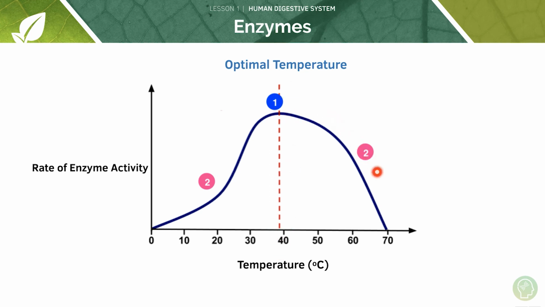But after that, we get this denaturation, and this is because the higher temperature breaks bonds such as hydrogen bonds in the tertiary structure of the protein and therefore causes a change in the active site. This means that the substrate can no longer bind in the active site, and therefore we get a slower rate of reaction.